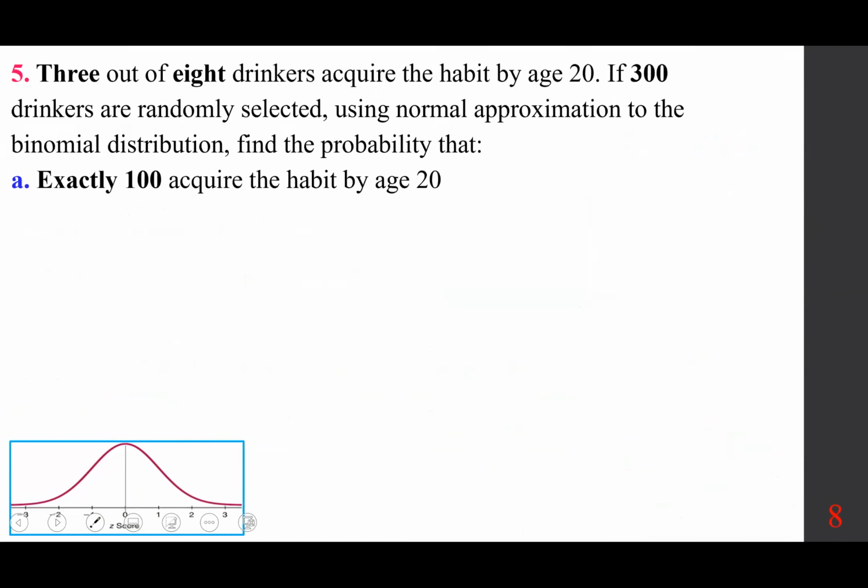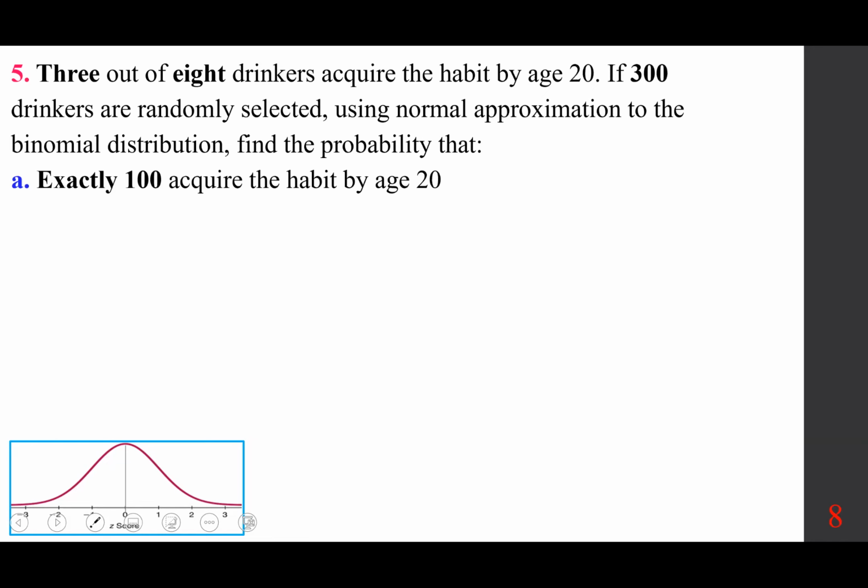Could somebody read this question, please? 3 out of 8 drinkers acquire the habit by the age of 20. If 300 drinkers are randomly selected, using normal approximation to the binomial distribution, find the probability that exactly 100 acquire the habit by age 20.